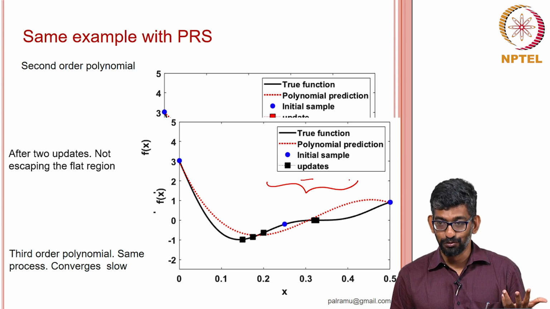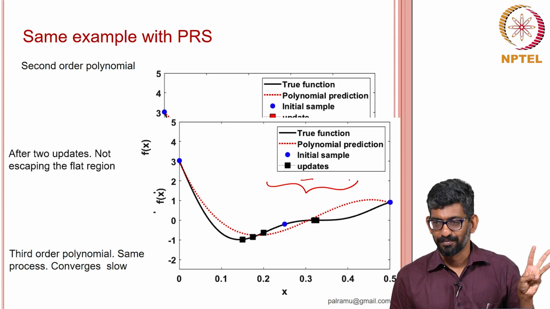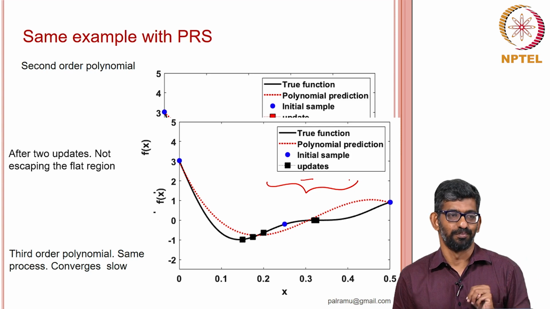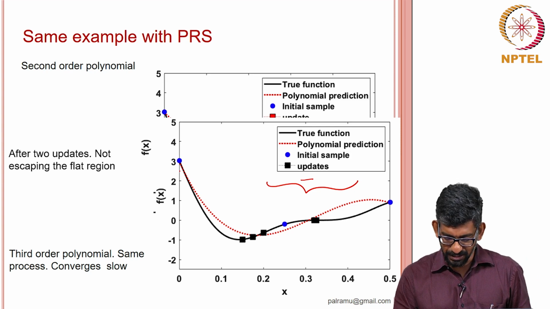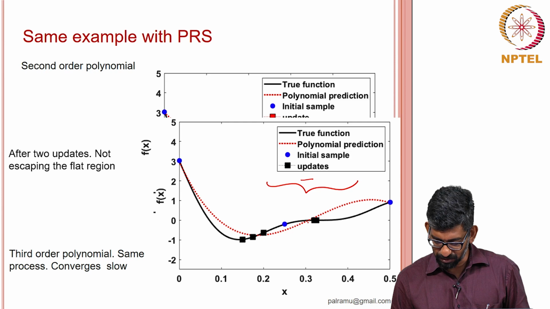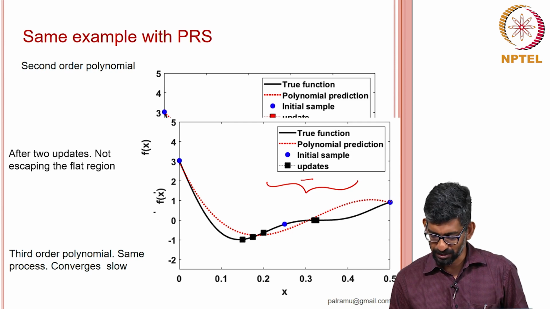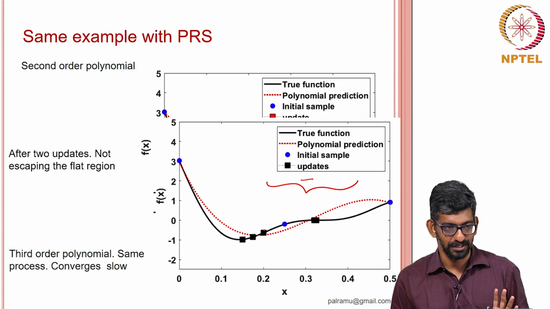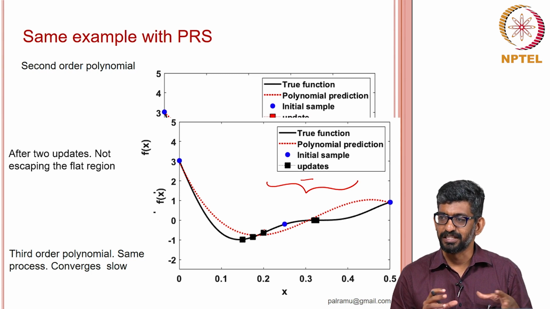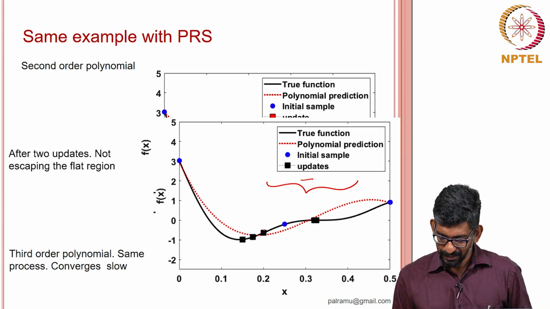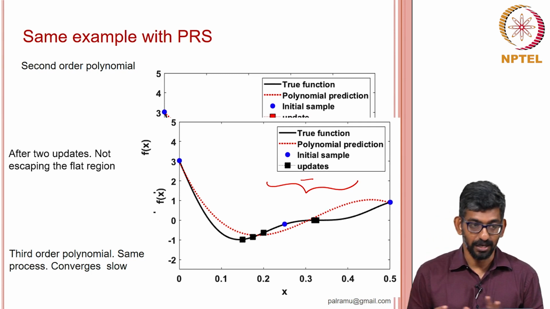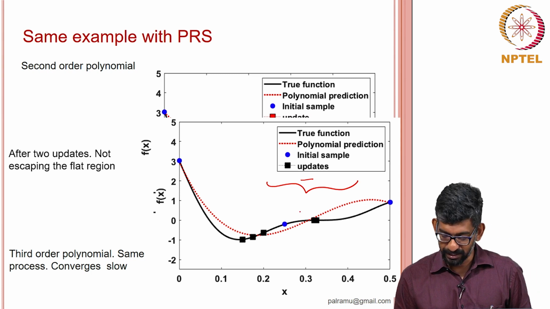Instead, if you use the third order polynomial with the same 3 points, what happens is the initial curve itself looks slightly better. Of course, there are errors at these locations, but the nonlinearity allows for further exploration. Then you find the optima and keep updating your samples. There is a chance that you can come out of your local optima and then go here.